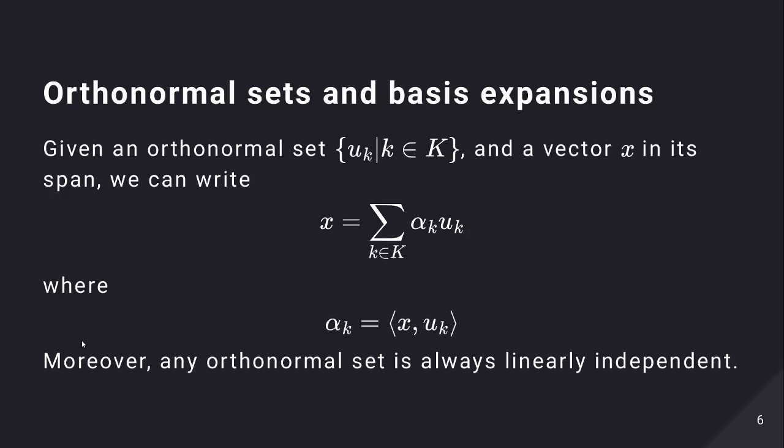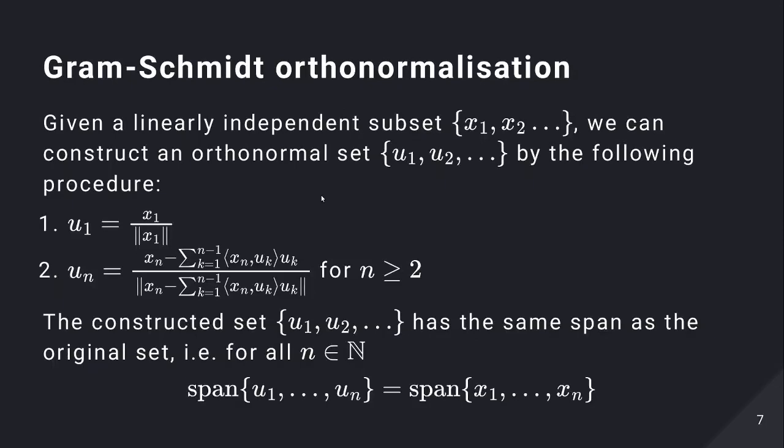And moreover, there's a theorem in the book that says that any orthonormal set is always linearly independent. So it goes back to this idea that, yeah, orthonormal sets are a natural way to get a basis for some stuff. But say you have already a basis, or at least a linearly independent subset of our space, we can always construct a subset that is orthonormal based on these x's by the following procedure, also known as the Gram-Schmidt orthonormalization. And the idea is very simple.